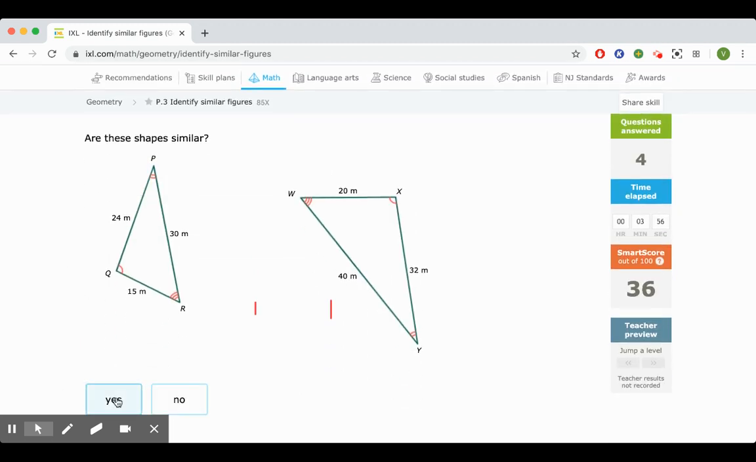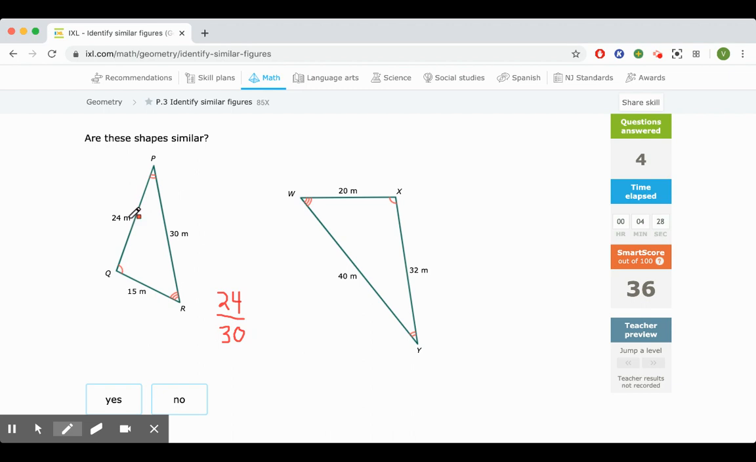Okay. Let's see how this one is. And we'll start with the angles first. I see this over here, I see this over here, and I see this over here. So corresponding sides. I want to take two sides here, 24 and 30. Okay, so corresponding. We got to see how these compare.